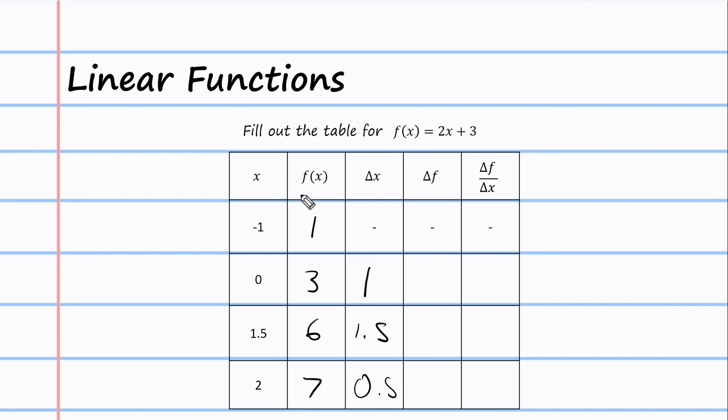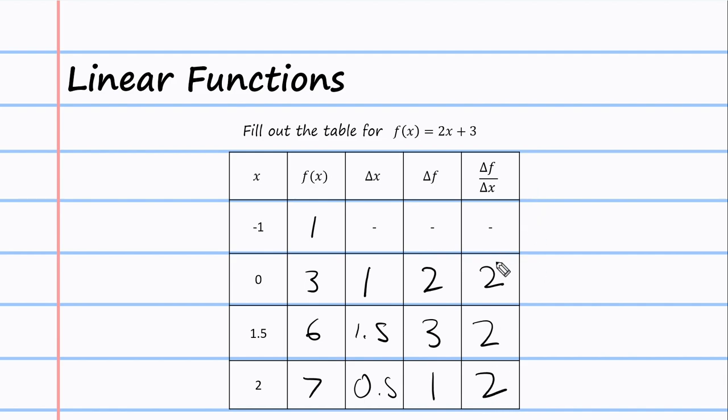Now let's find the change in f. So 3 minus 1 is 2. 6 minus 3 is 3. And then 7 minus 6 is 1. All right, now let's find delta f divided by delta x. So that's just 2. 3 divided by 1.5 is 2. And 1 divided by half is also 2.